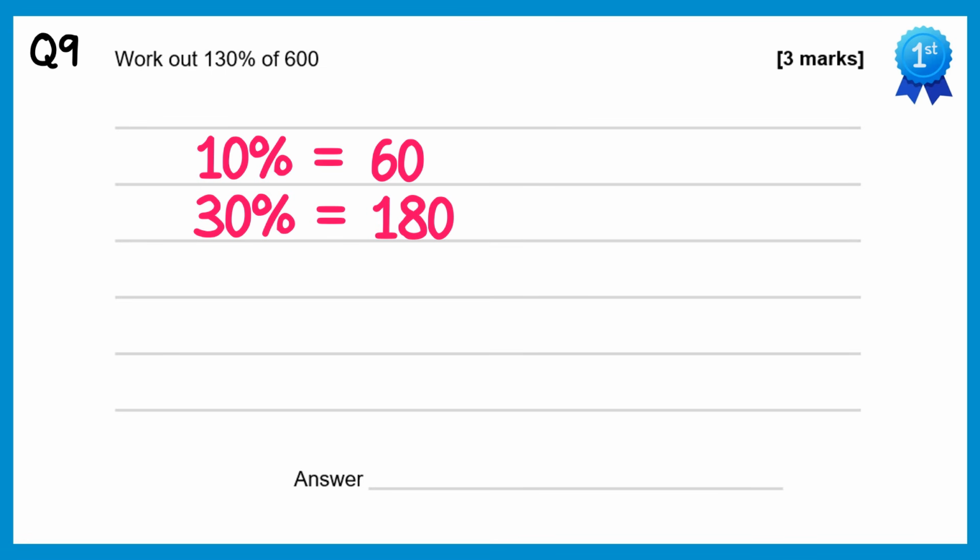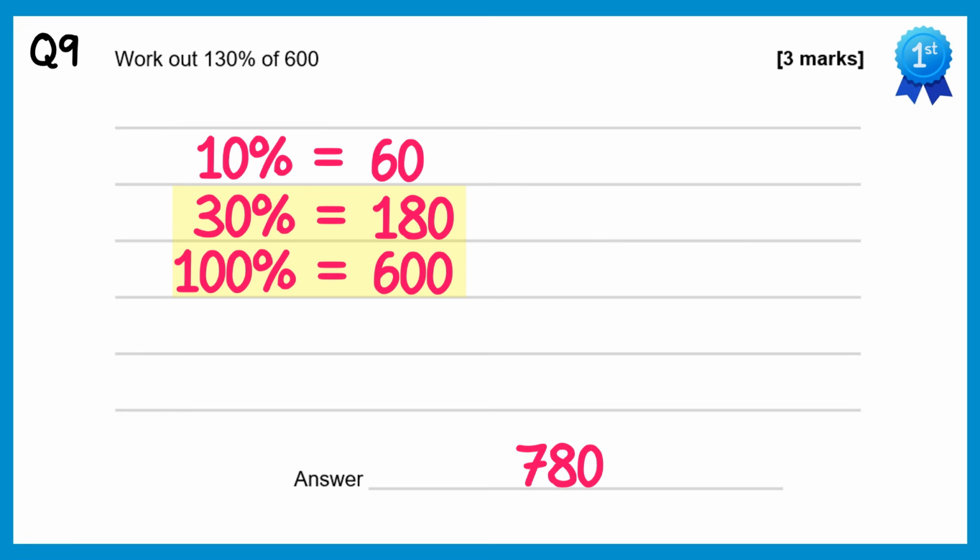Now 100% just means the whole number, so 100% is just 600. Now if we add together the 100% and the 30%, we must get 130%. So 180 plus 600 is 780.